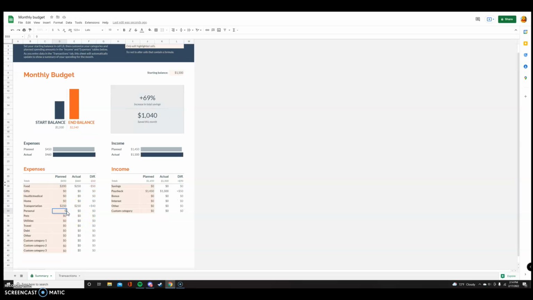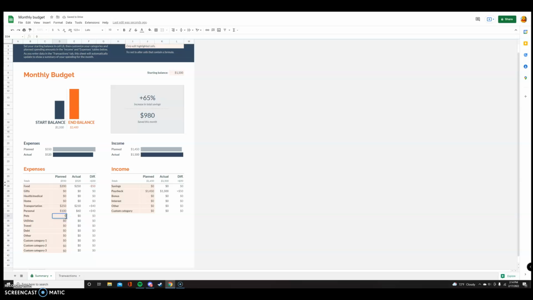Personal, I'll usually try to buy like clothes, small stuff if I see it at the store. So I usually plan for $100 for the month, and I probably only spend like $60-ish.